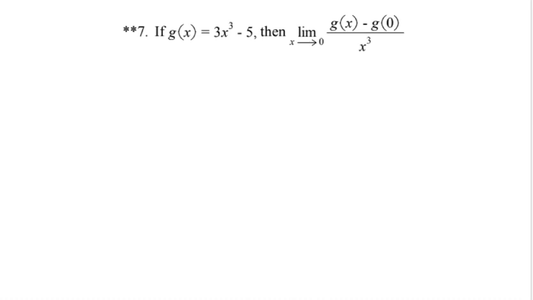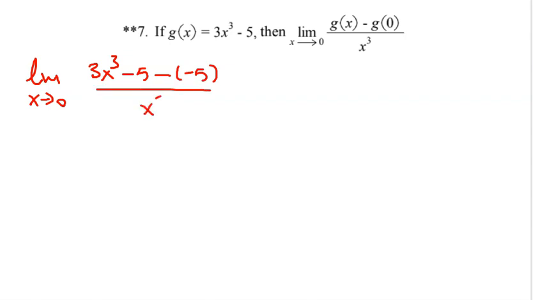It says if g of x is equal to 3x cubed minus 5, and we're going to try to evaluate this. So limit as x approaches 0. We know the g of x function, which is 3x cubed minus 5, and minus g of 0 will be, when you just substitute 0 right here, you get just negative 5. Okay, and over x cubed.